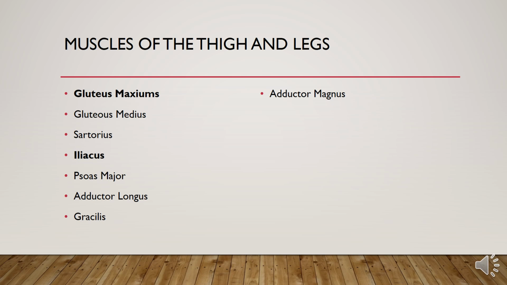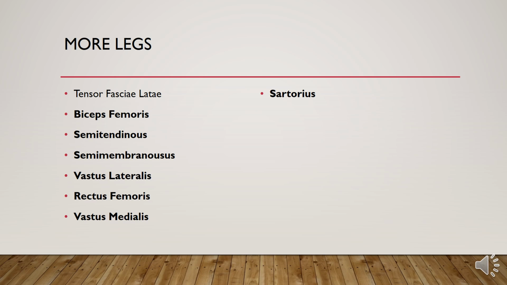Anyway, going back to the major muscles of the thighs and legs, you have your gluteus maximus, your gluteus medius, sartorius, iliacus, psoas major, adductor longus, gracilis, and adductor magnus. Those ones I listed right here are mainly the ones that are found in your hip. On the next slide, they're going to be more of the ones that are found throughout your legs.